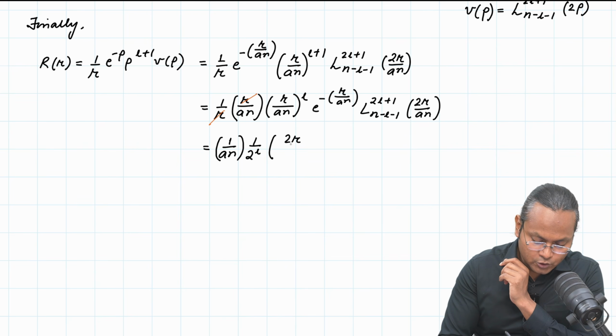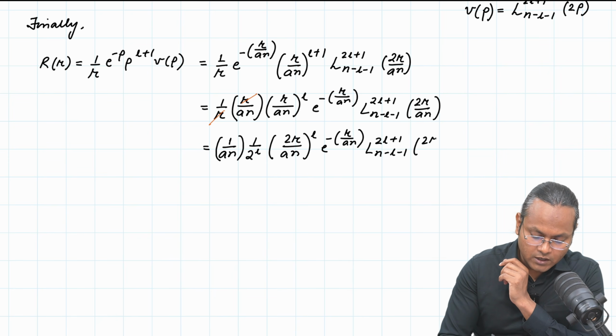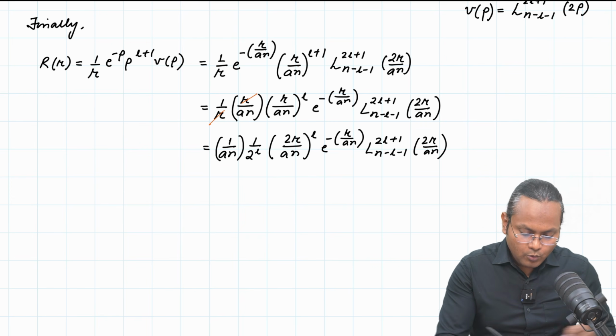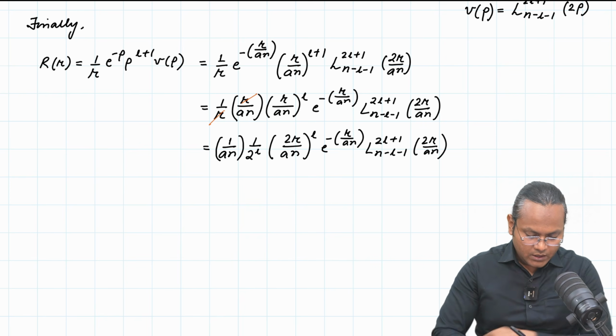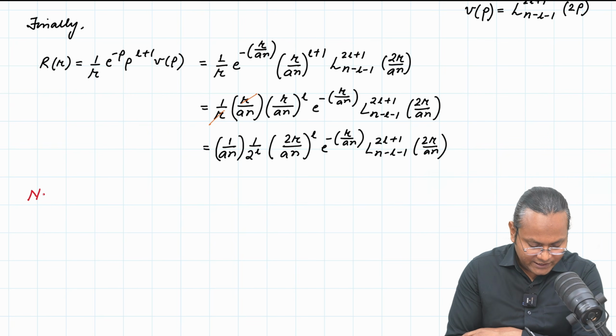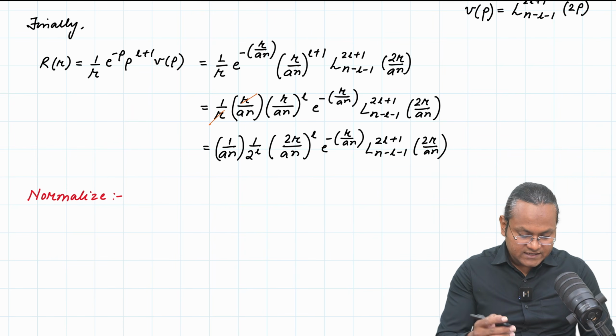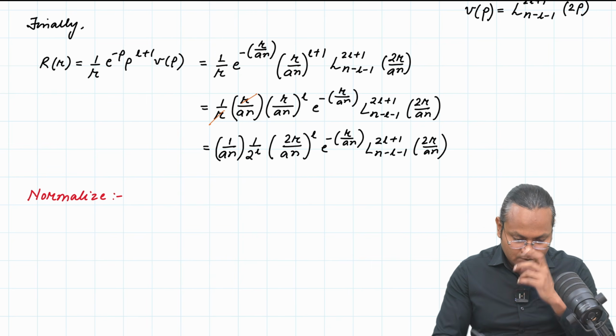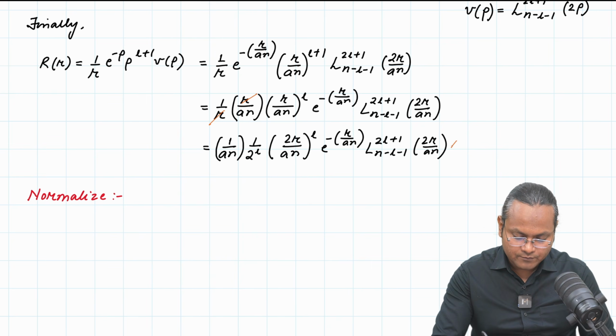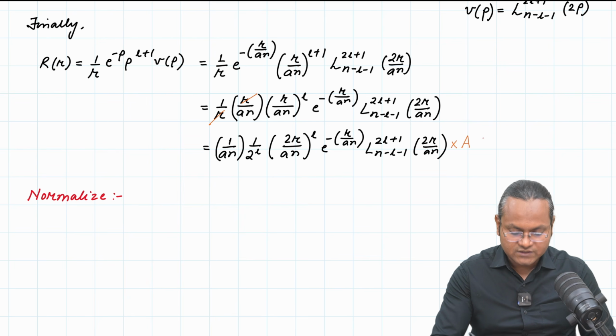So here I can write (2r/an)^l e^(-r/an) and the Laguerre polynomial L_{n-l-1}^{2l+1}(2r/an). Now, before we combine this with the angular part to get the final wave function solution, I would like to normalize it. If we normalize it, then this entire function can be multiplied with a normalization constant. Let us multiply with a normalization constant A.